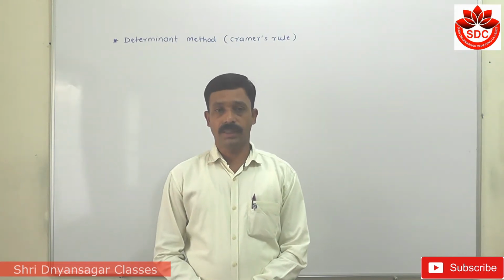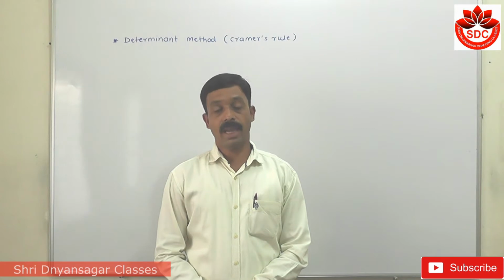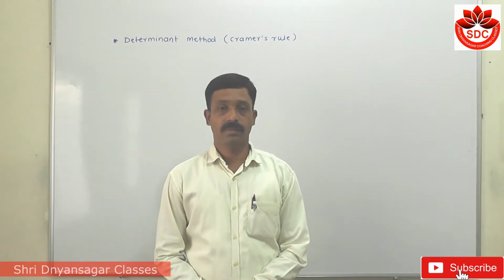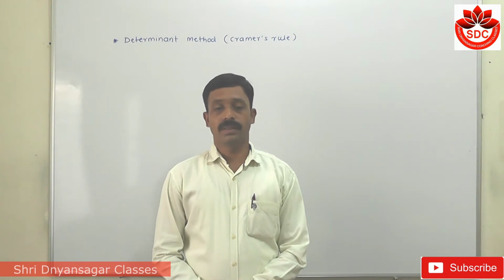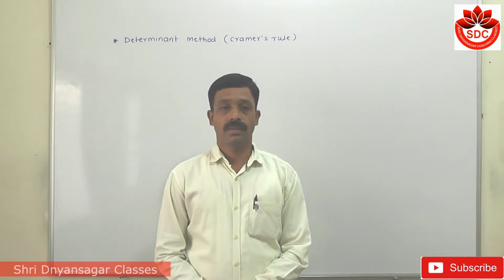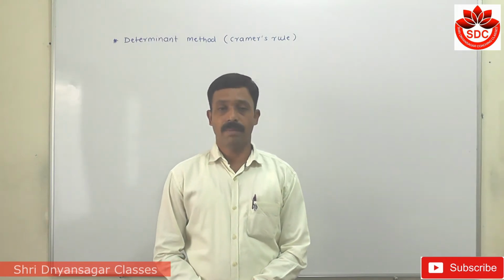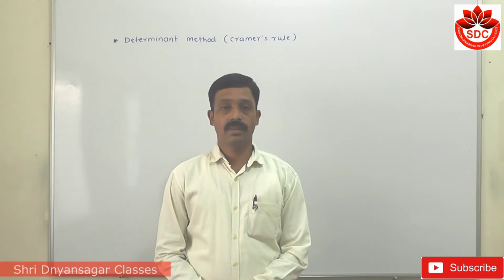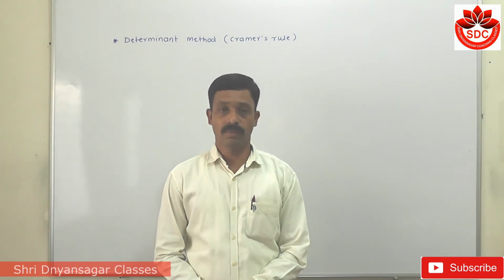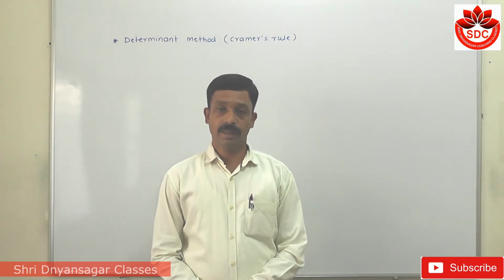Today we will see the determinant method of solving simultaneous equations, after the graphical method. This method was first shown by the Swiss mathematician Cramer, so it is called Cramer's method or Cramer's rule. Now, how to solve simultaneous equations by the determinant method?